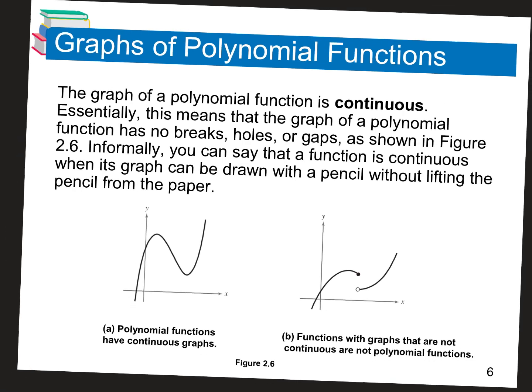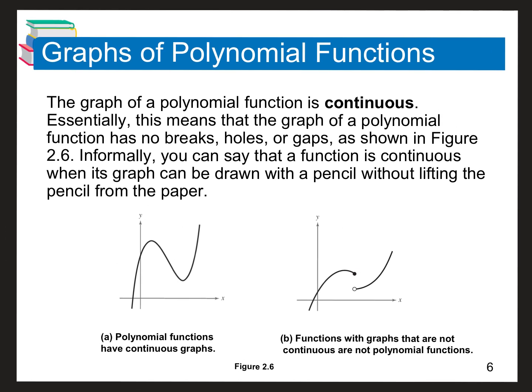But the graph of a polynomial function is continuous. What does the word continuous mean? It goes on forever, something like that. If you put your pencil down on a polynomial function, you're going to have ups and downs. You're going to have bumps. But you will not have any gaps. There's no breaks. There's no sharp turns.